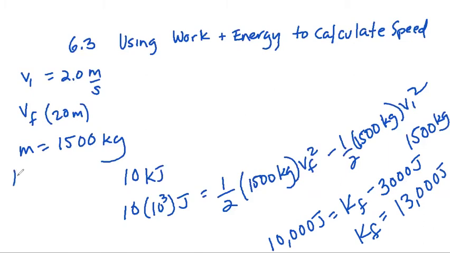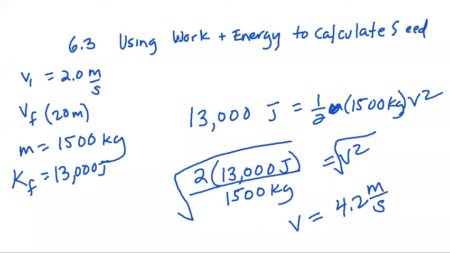All right, so here we are with K final equaling 13,000 joules. Now I've got to solve for v. I'm going to pause, erase the board, and be right back. Okay, I knew that my final kinetic energy was 13,000 joules. I know what m is. So I equated that to my equation, kinetic energy equals 1/2 mv squared. I know my m is 1,500 kilograms, so I multiplied both sides by 2, divided both sides by 1,500 kilograms, took the square root of both sides, and got 4.2 meters per second for my velocity.